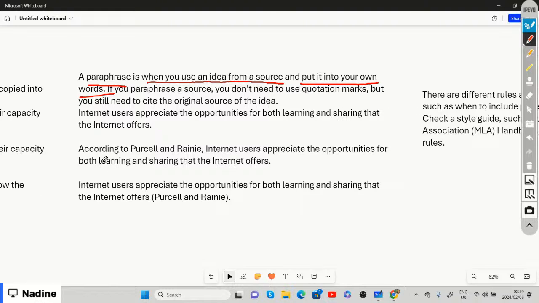So, as much as you're not going to use quotation marks because you're not going to directly take certain words or ideas from an article or book, you are still going to have to cite the original source that it came from.